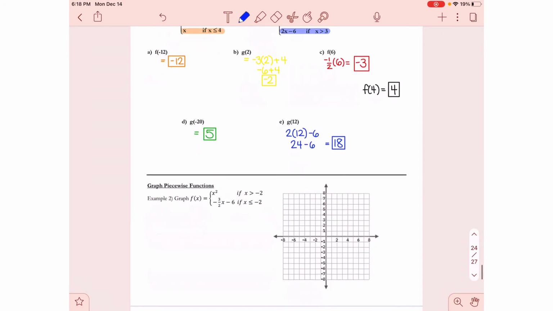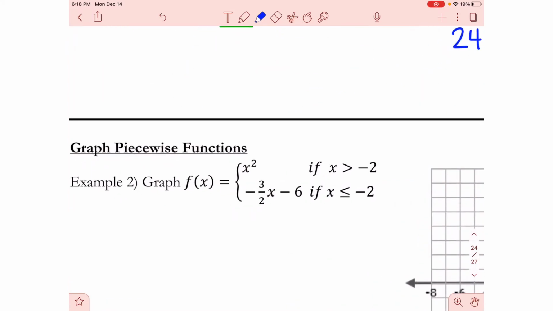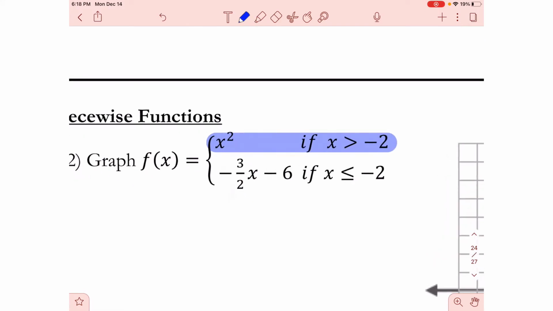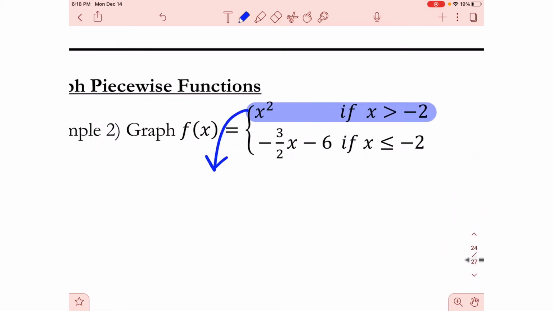And for graphing, I highly suggest you make a chart. I just think it's the easiest way to do it. And I'm going to kind of use colors again here. So this first part of this first piecewise function is x squared. And that's going to happen if x is greater than -2.